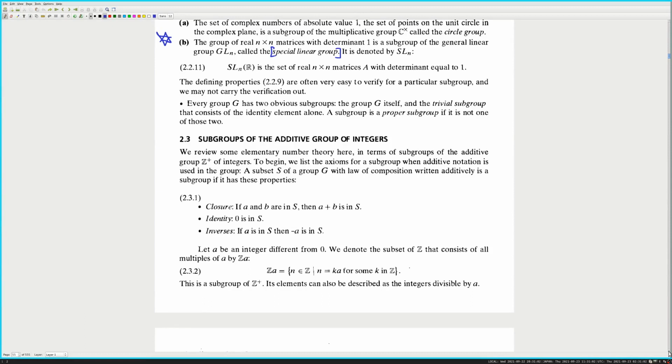We're now reading Artin Algebra, section 2.3, which is subgroups of the additive group of integers.